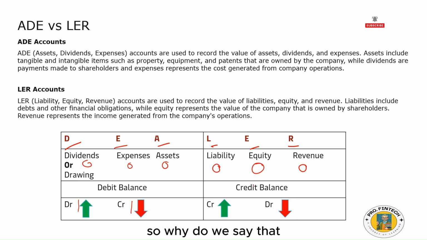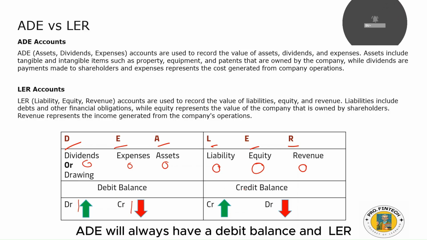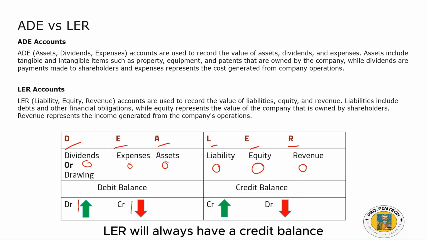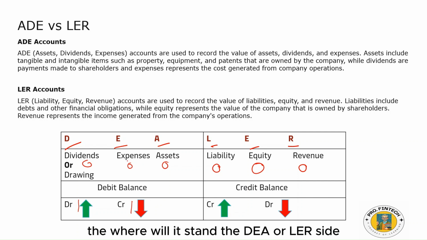So why do we say that DEA will always have a debit balance and LER will always have a credit balance? There is no logical reason for this. It is simply a rule. First, you need to classify where it will stand, DEA or LER side.